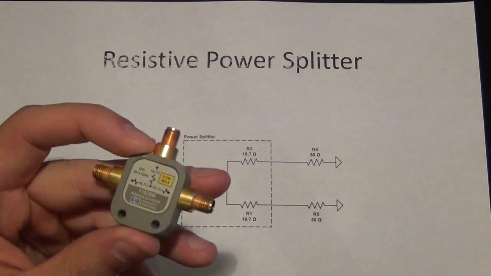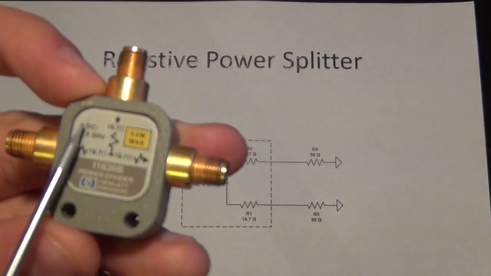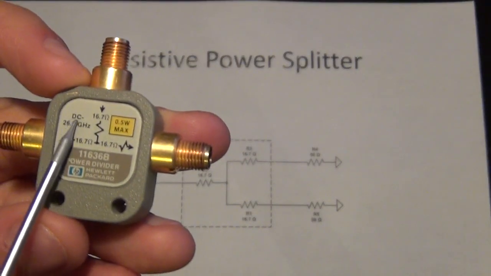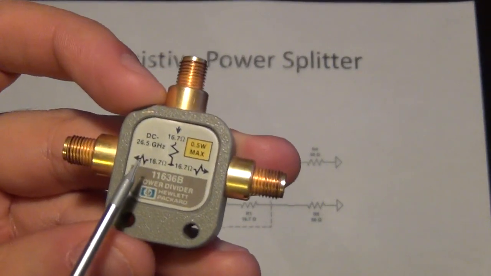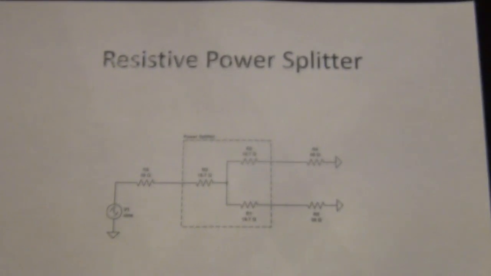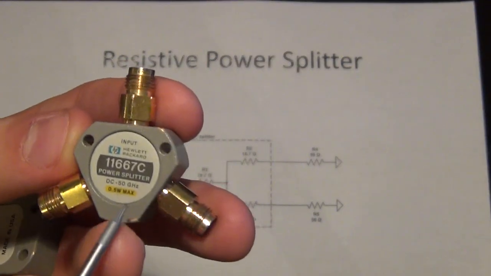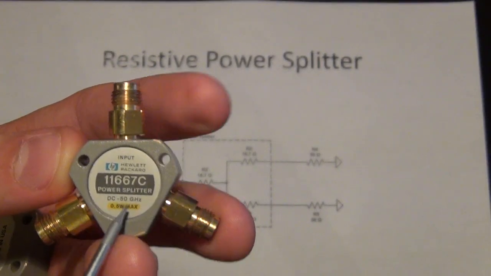Well, a resistive power splitter has one major advantage, and the advantage is that it works down to DC. So the frequency of operation is extremely broadband. It can work from DC all the way to 67 gigahertz. In fact, I have another version of it here. This is a higher frequency version. This one works from DC to 50 gigahertz.